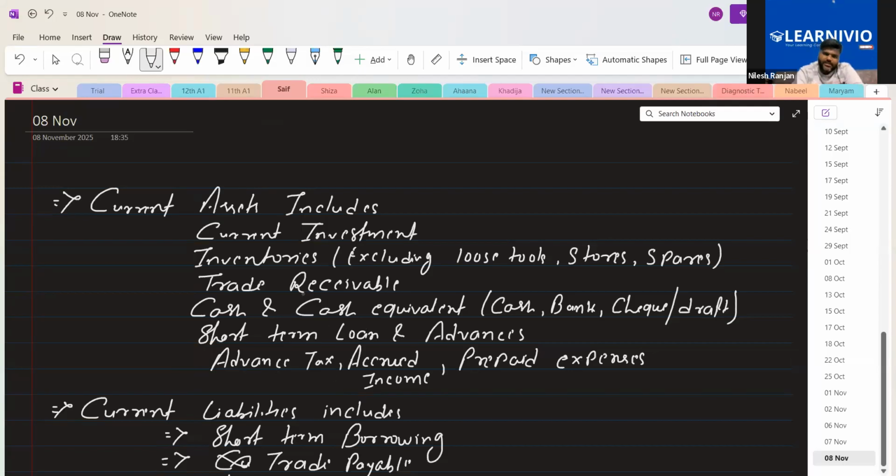But there are some changes. That's why I asked you if you remember all the items. So these are the items. Now you can see in inventories, it is written excluding loose tools, stores, spares. At the time of balance sheet, I told you that inventories include raw material, finished goods, work in progress, loose tools, stores, spares. But in the calculation of ratio, you don't have to include loose tools, stores, spares. Okay.